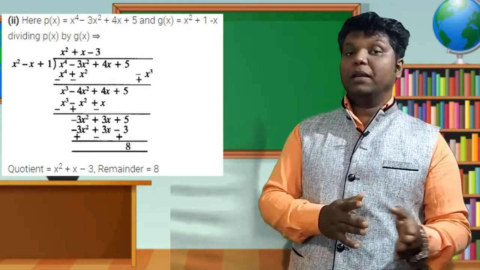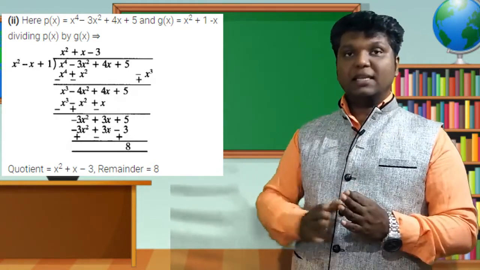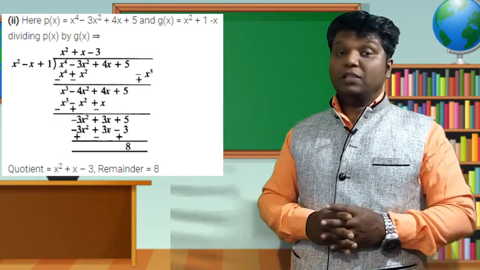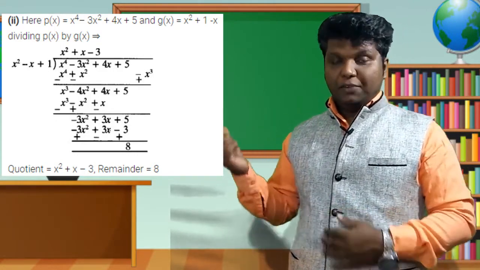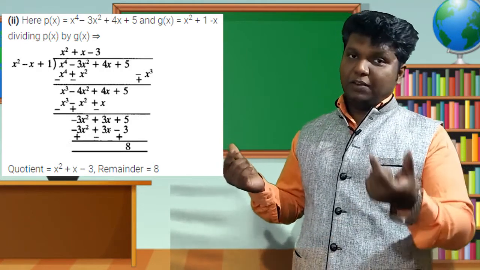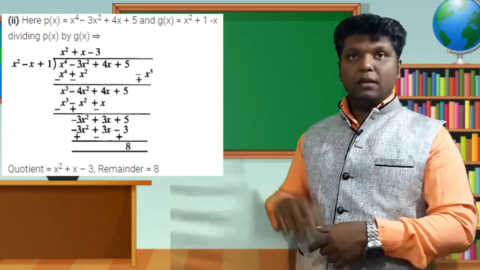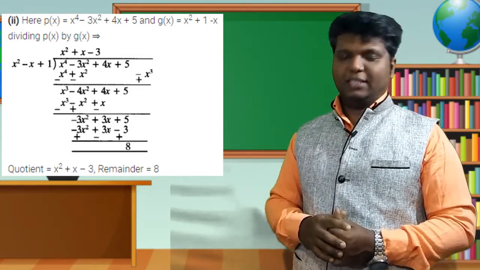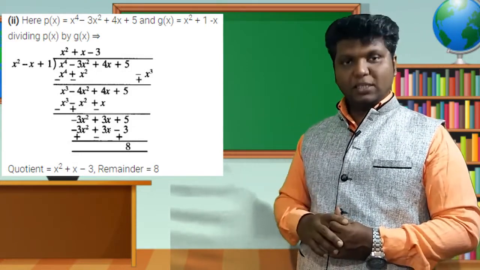Bringing it in the order, it becomes x square minus x plus 1. Clear? So let us start division. What is the first step of dividing? Take the first term of the dividend, take the first term of the divisor, divide them together. So here it is x raised to 4 divided by x square. You will get x square. So keep it on the quotient part, x square.